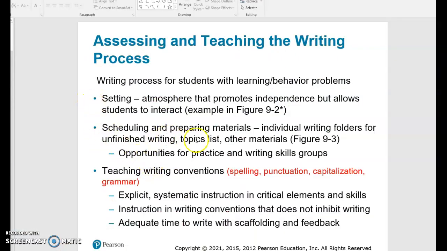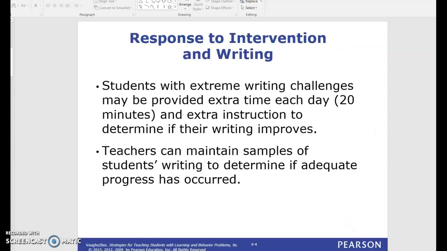So you want to think about, again, scheduling and preparing materials. We just talked about that as well. Then teaching writing conventions, which include spelling, punctuation, capitalization, and grammar. Especially your students who might struggle with these learning and behavior problems are going to need explicit instruction in these critical elements. They're going to need explicit instruction in writing conventions, and that does not inhibit their writing, rather than just letting them write. And then adequate time to write with scaffolding and feedback.